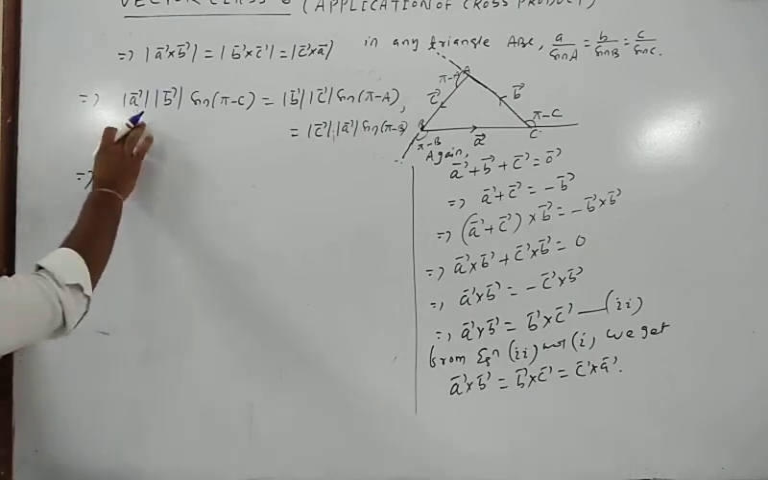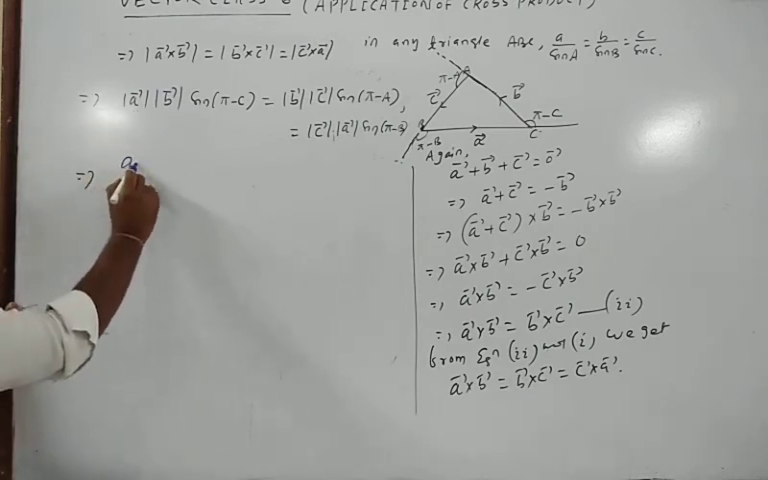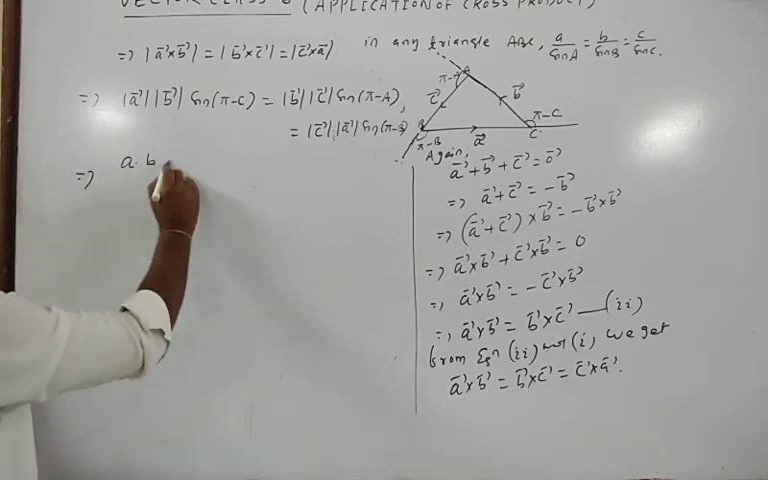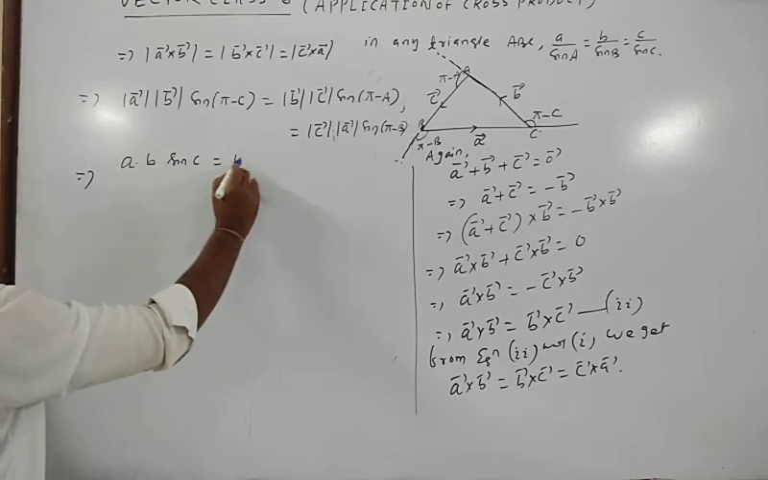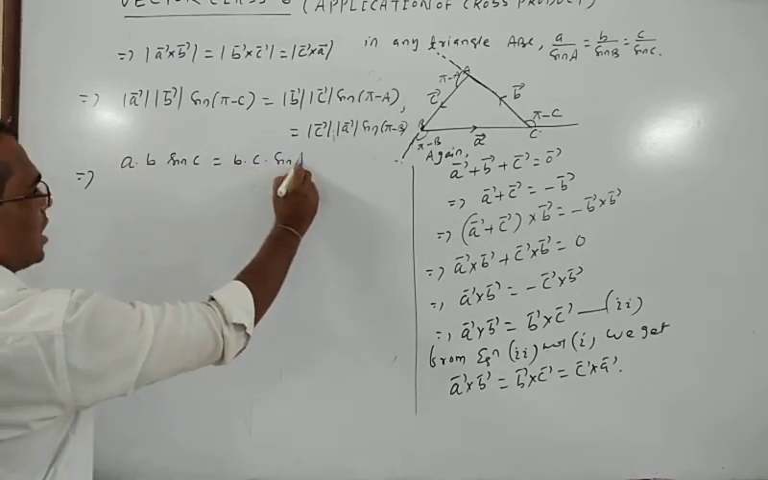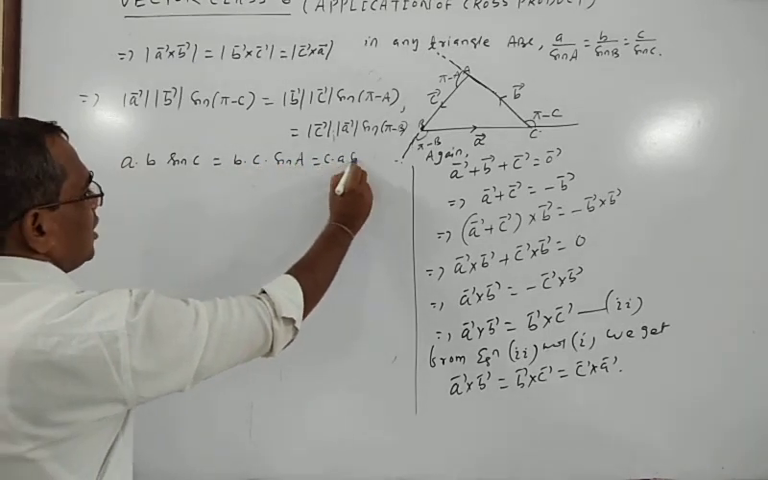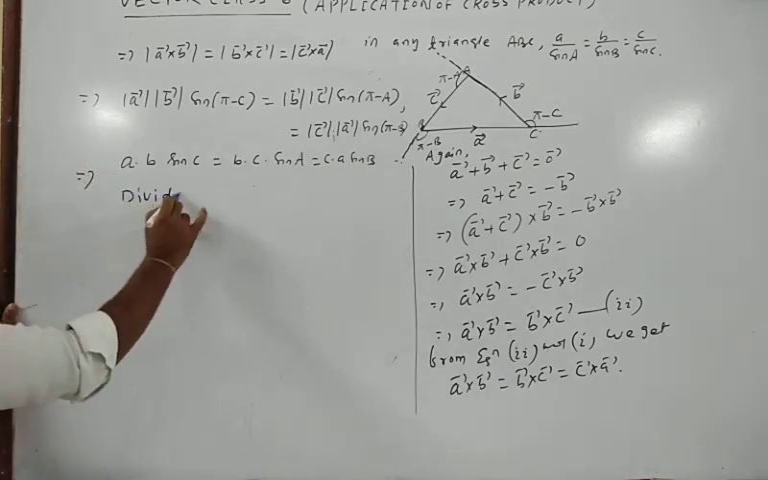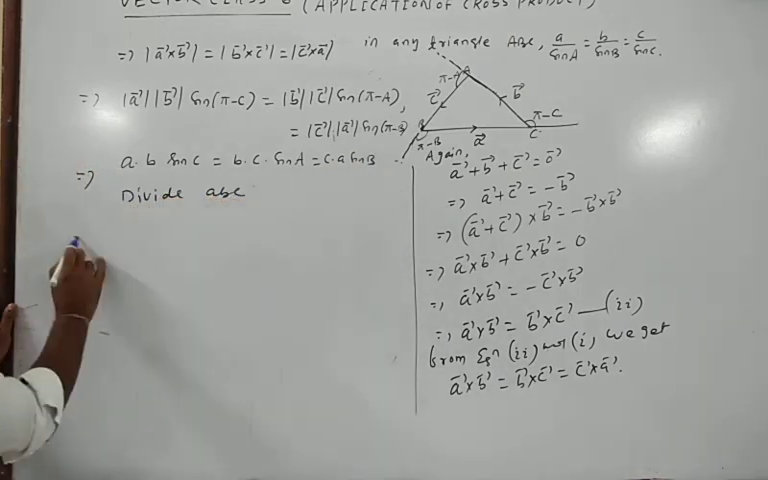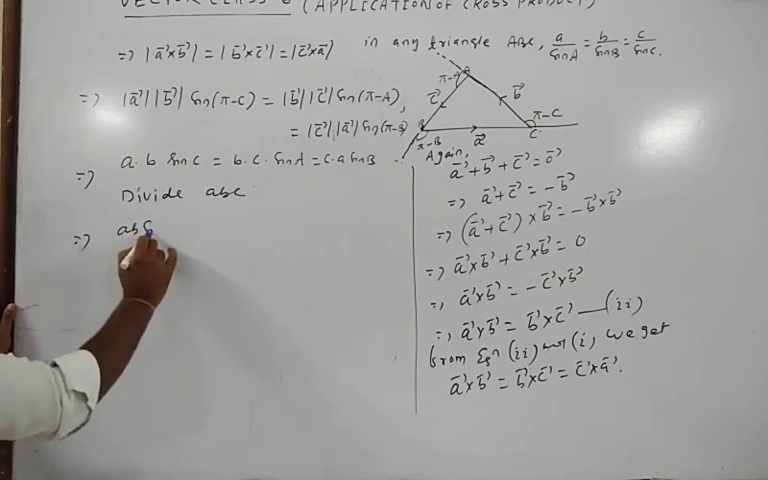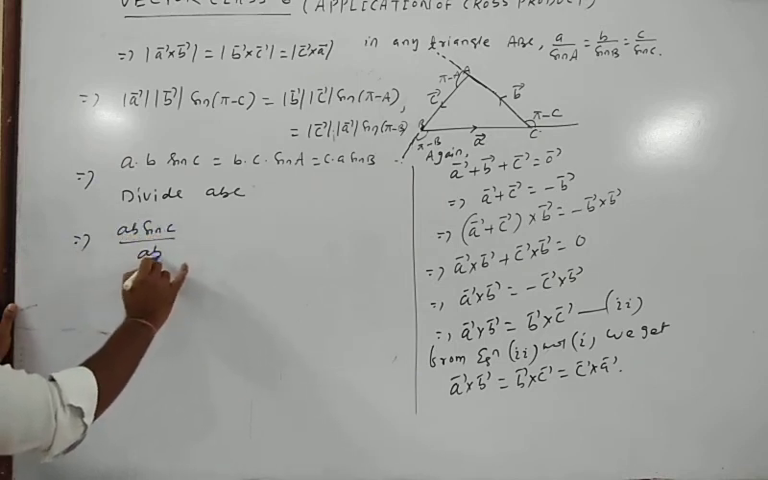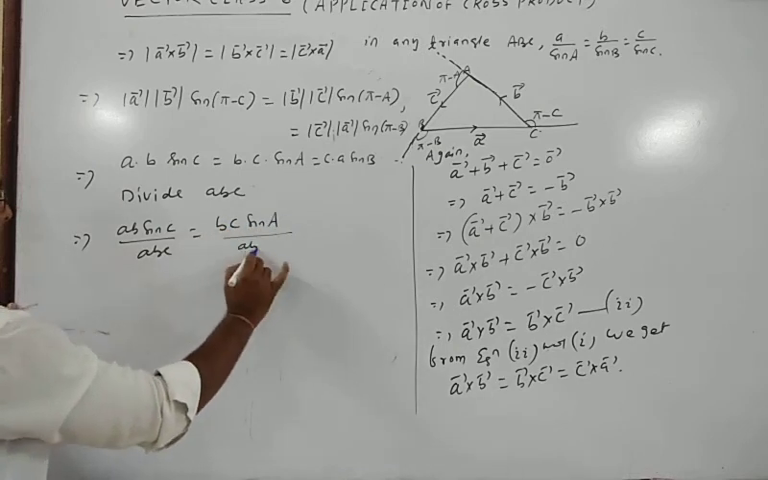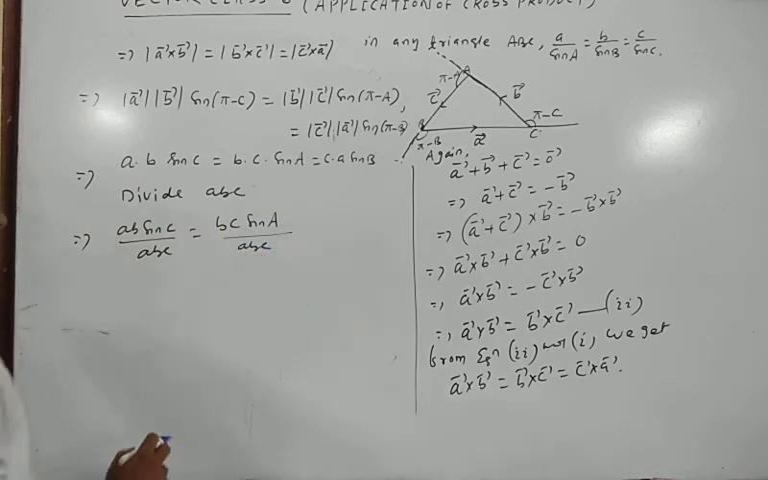So what is A vector magnitude? A vector magnitude is a, B vector magnitude is b, and sin pi minus C is equal to sin C. This is equal to b c sin pi minus A, which is sin A, and is equal to c a into sin B. Okay. Now divide by abc. That implies ab sin C by abc, here bc sin A by abc, here ca sin B by abc.